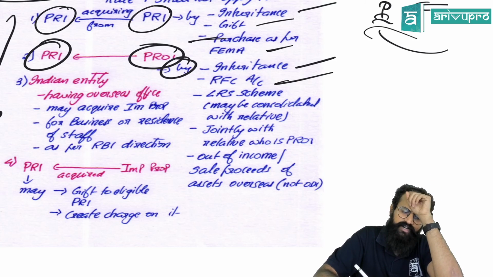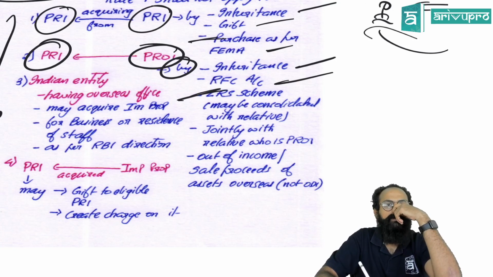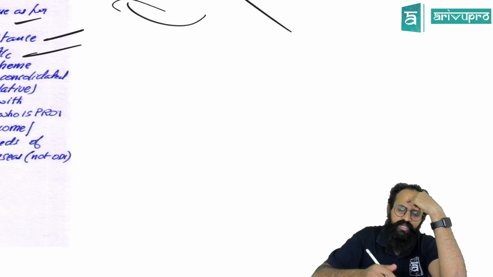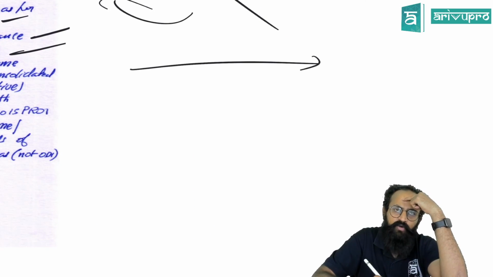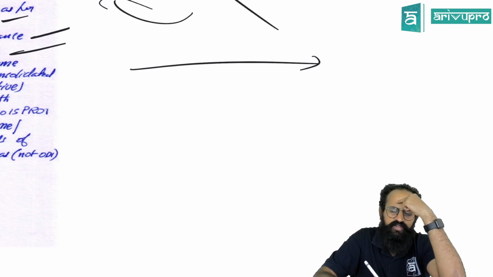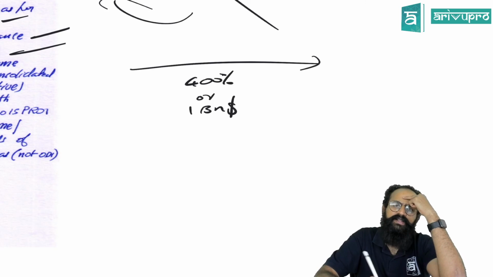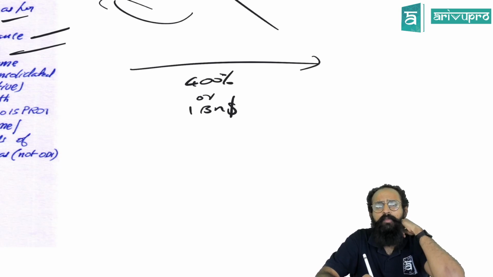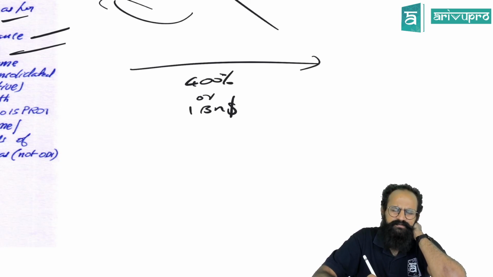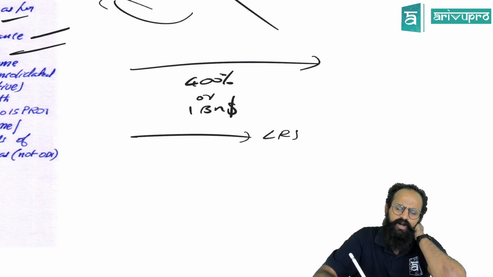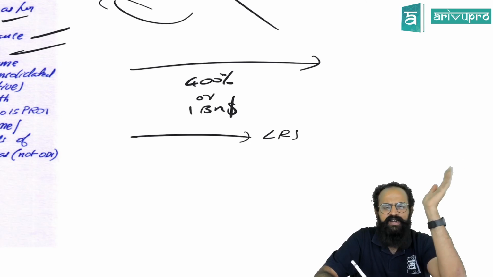People, this is important. See here, LRS scheme. Meaning, if you now see what is the maximum an Indian entity can invest outside India, it is 400% of your net worth or $1 billion. That is what we saw now. This is for an Indian entity. How much can an individual Indian invest? This is given under the LRS limit. What is the LRS limit? If you forget, I'll come and hit you there only.